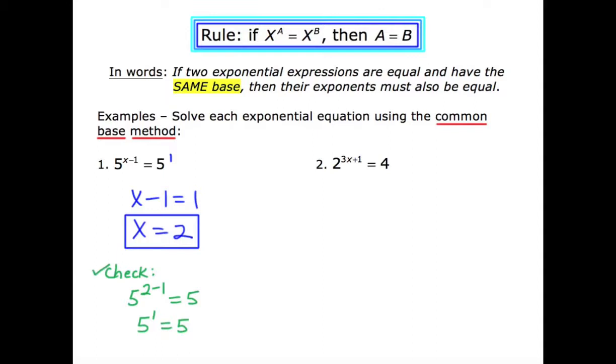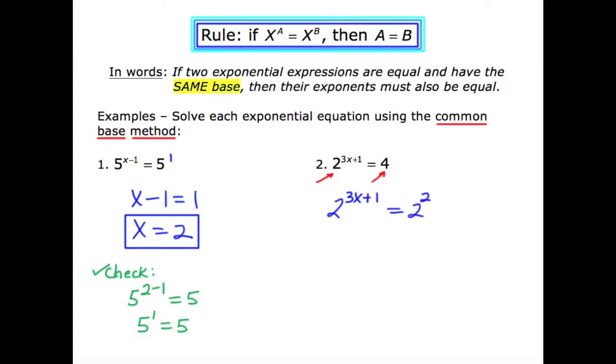Let's move to example 2, which says 2 to the power of 3x plus 1 equals 4. Now in this problem, we have a base of 2 on the left, and we have a base of 4 on the right. So we're striving for common bases, and in this problem we don't quite have that. So I'm focusing my attention to start on the right-hand side, and I'm hoping to replace 4 with perhaps a base of 2 because that's the base on the left side. And I know 4 can be rewritten as 2 squared. So my next step will be to write 2 to the power of 3x plus 1 equals 2 squared.